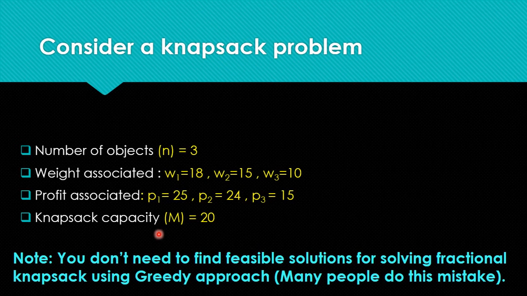Now many people make a big mistake: they start finding the feasible solutions. Suppose you have 10 objects and the maximum capacity is 100. Can you tell me how many feasible solutions there will be if you can take the objects in fractions also? I think you can't tell me. So remember that you don't need to find feasible solutions for solving fractional knapsack using the greedy approach. Always remember this point.